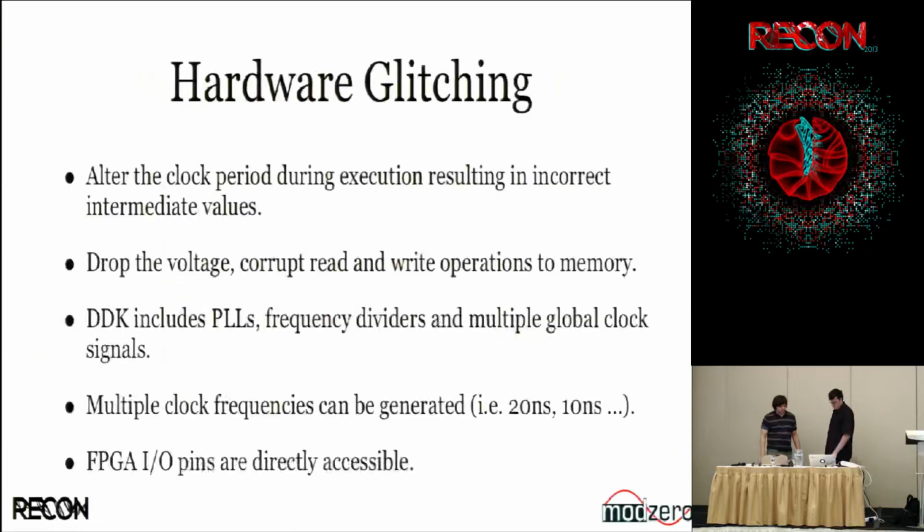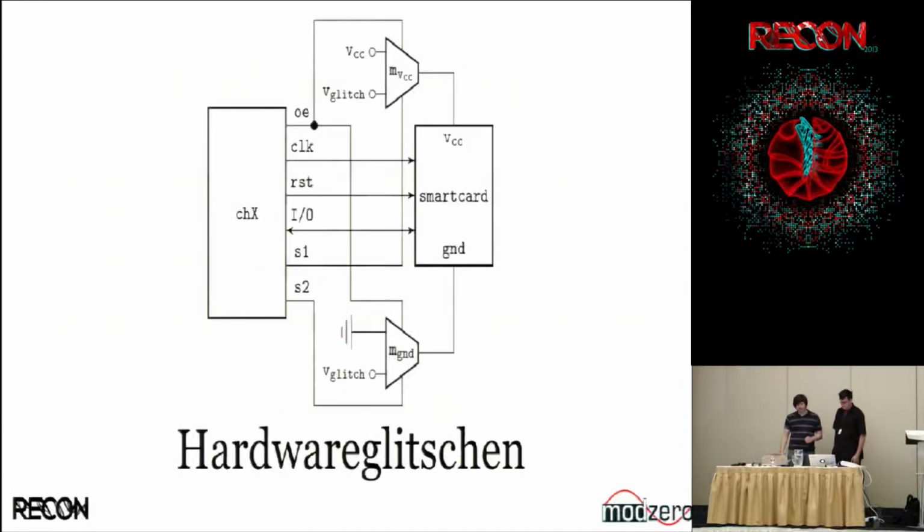So just to summarize, you can alter the clock period or drop the voltage, and the nice thing about the DDK is we have an FPGA where we have PLLs, so we can create very small parts of the FPGA which run at a much higher clock rate. So we have a much higher resolution for doing these kinds of things. And all of this would look something like this maybe.